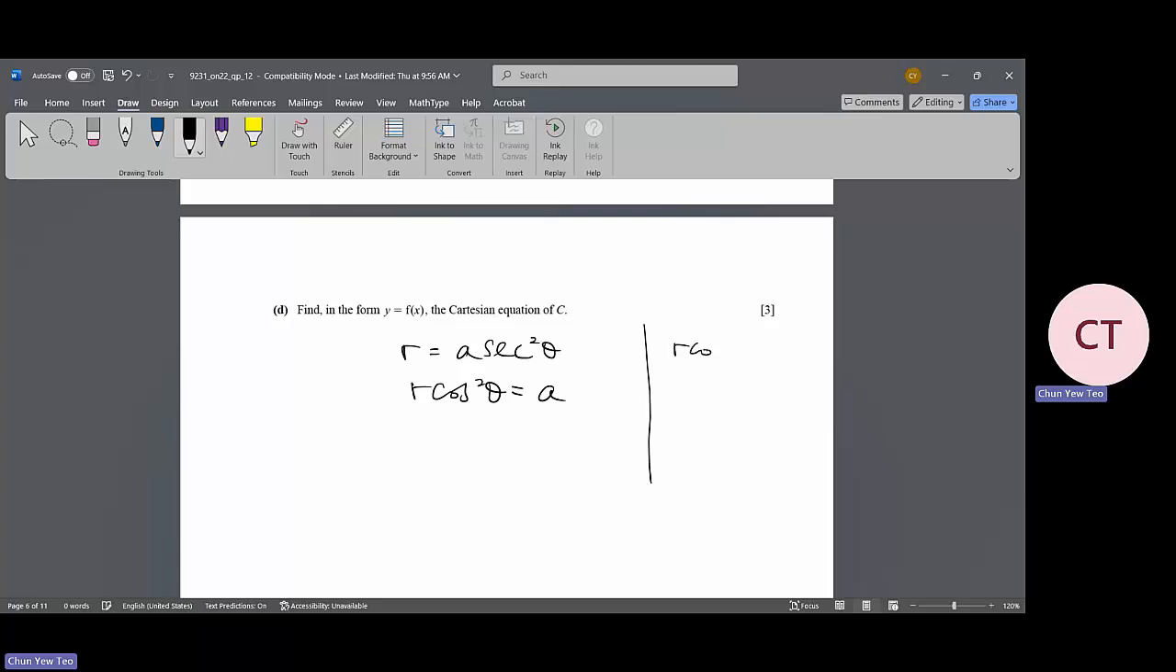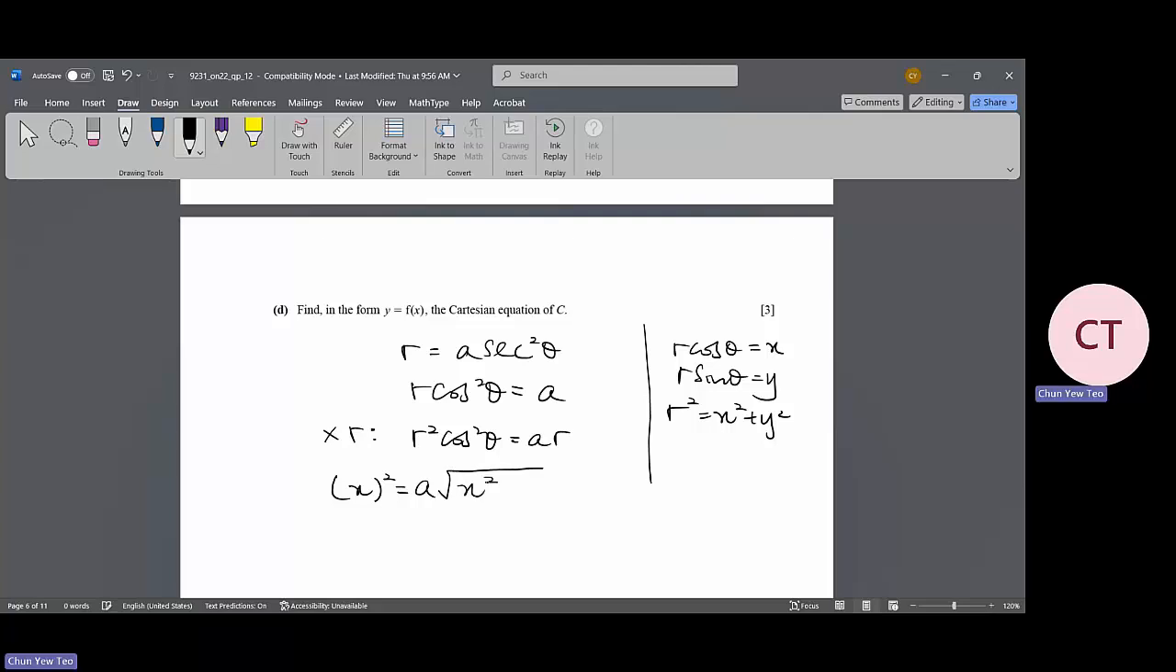We know that r cos theta is x. We know that r sin theta is y. We know that r squared is x squared plus y squared. So we have r squared here, but I don't have it on the other side, so something is missing. All I need to do is multiply by r for both sides, and you get r squared cos squared theta is equal to a r. So this will be the same as x squared equals a times r.